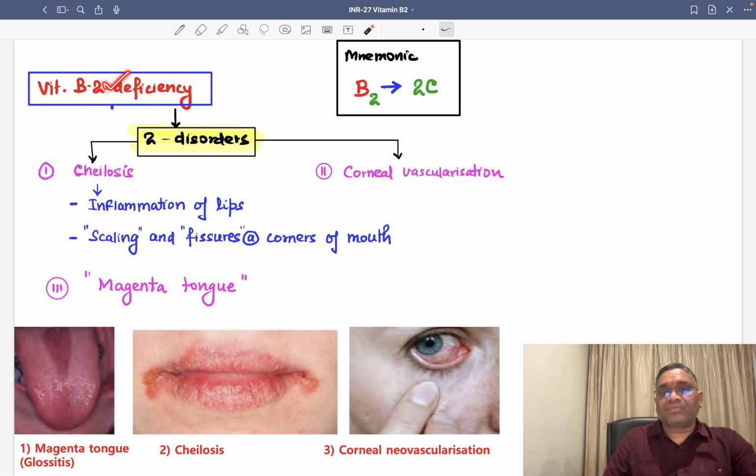Right, so vitamin B2 deficiency, we can remember there are two important C: chelosis and corneal vascularization. Right, so chelosis, corneal vascularization, magenta tongue because of glossitis. These are the deficiency of vitamin B2.